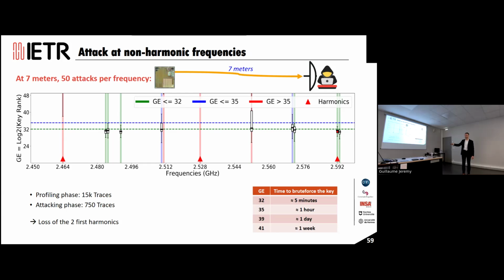At this distance, we also lose the second harmonic because it is too polluted to keep the attack feasible. As before, the third harmonic is not polluted, so the attack performs very well here. And what is very interesting to observe is that the non-harmonics that are not polluted perform as well as the harmonics. It means that if we were in a situation where all the harmonics would be polluted, we could keep the attack feasible by using these non-harmonics.